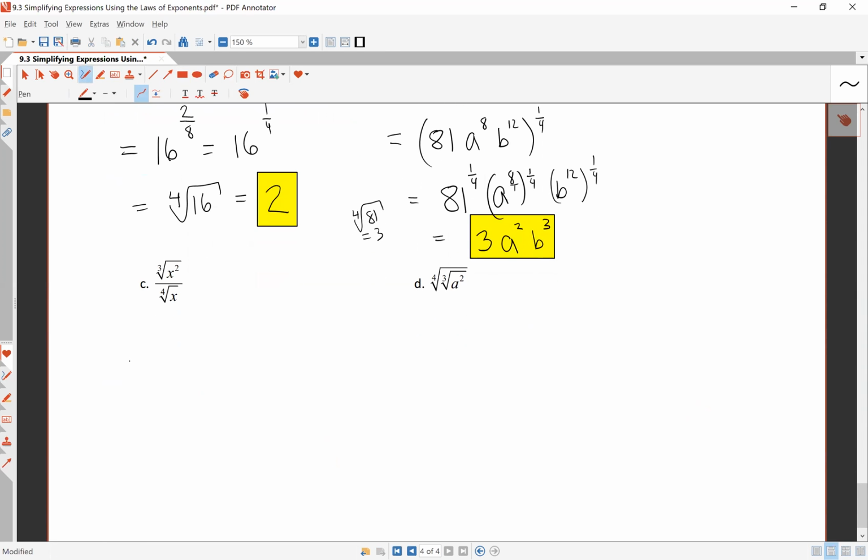Letter C. The numerator is x to the 2/3. The denominator is x to the 1/4. We subtract the denominator's exponent from the numerator's. Getting a common denominator on those, 8/12 minus 3/12, which gives us x to the 5/12.